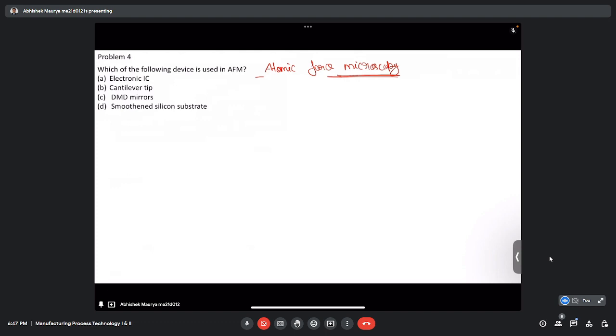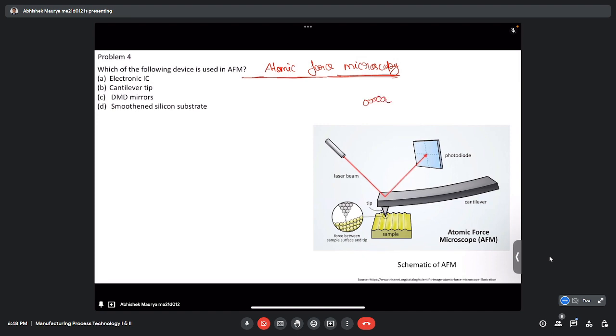And there is a technique which is called atomic force microscopy. It is used to find out the morphology of a surface at the atomic level. We cannot see, but we can realize how the surface morphology is based on the atomic forces. So what happens in this process? I will try to show you. If you see any surface, it is always made up of atoms, something like that.